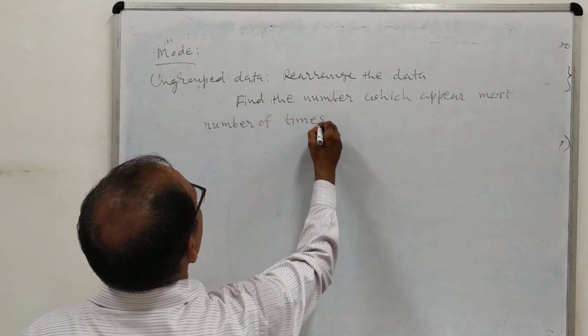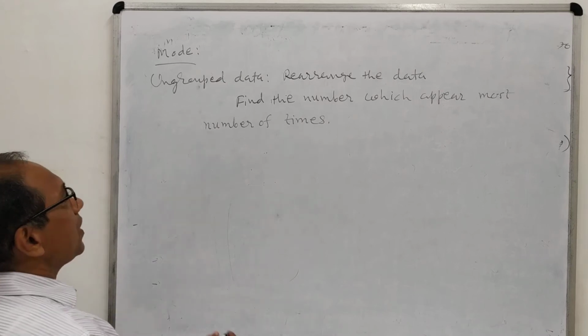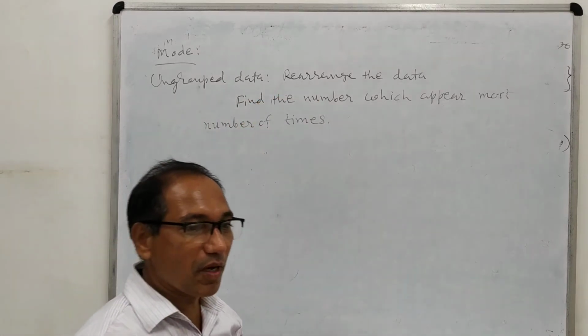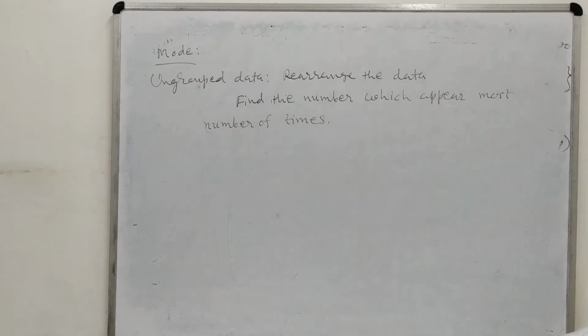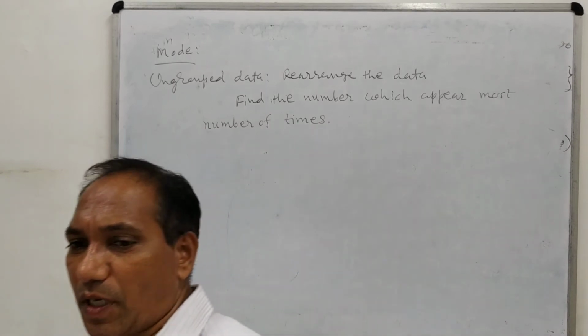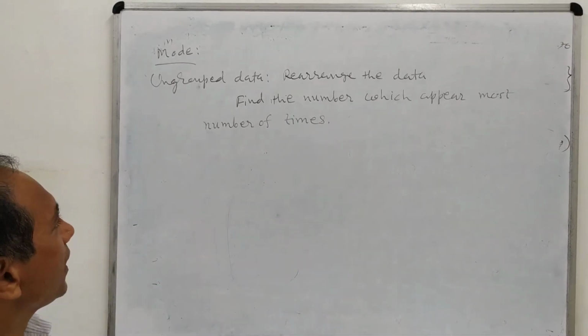So the number which appears the most number of times is our mode in ungrouped data. Without rearranging the data also, you can find the number which appears most number of times. But it may cause some confusion whether it is counted correctly or not. So it is better to rearrange the data.